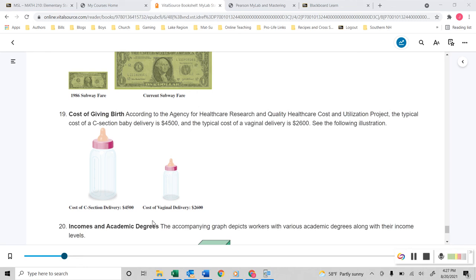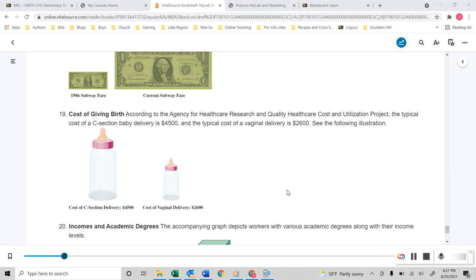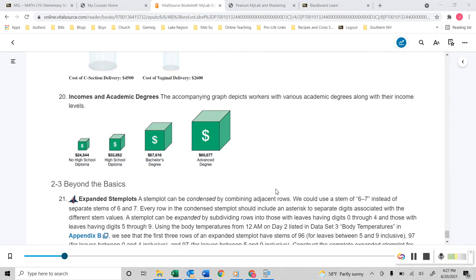Obviously a C-section is more expensive. It's true. I've had 2 of them. I can attest to this. But is it as big as they're showing? No. Again, they're just trying to do that.